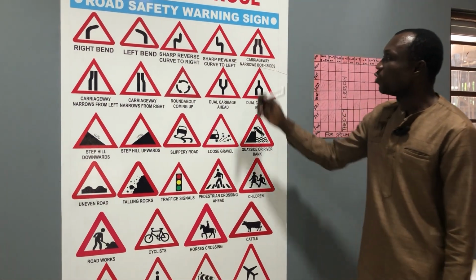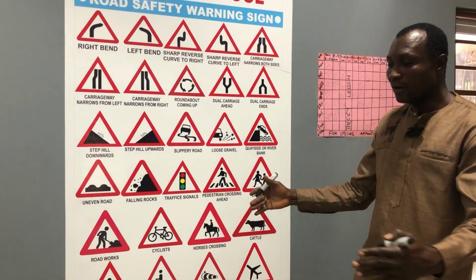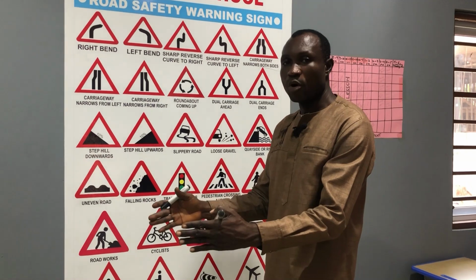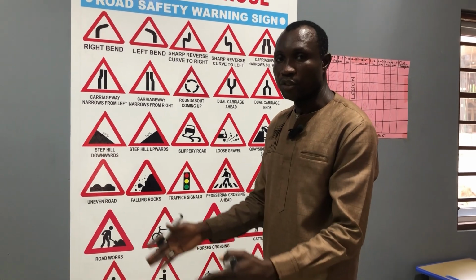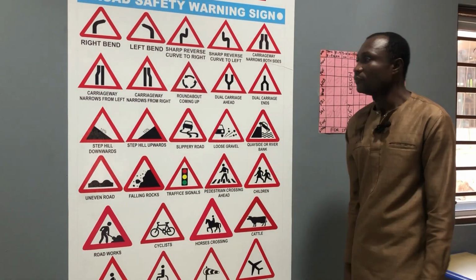Then road narrow on both directions. The road was bigger from the beginning, all of a sudden it starts to become what? Small. It is telling you that you should reduce your what? Your speed in order to share the road with others.